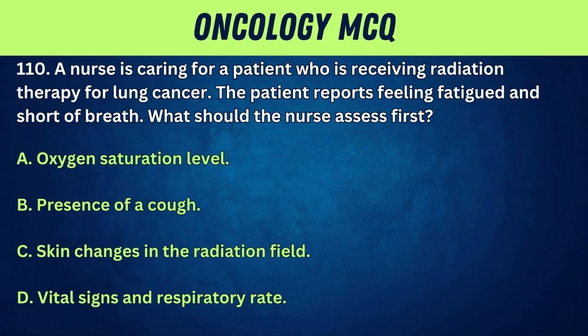110. A nurse is caring for a patient who is receiving radiation therapy for lung cancer. The patient reports feeling fatigued and short of breath. What should the nurse assess first? A. Oxygen saturation level. B. Presence of a cough. C. Skin changes in the radiation field. D. Vital signs and respiratory rate.